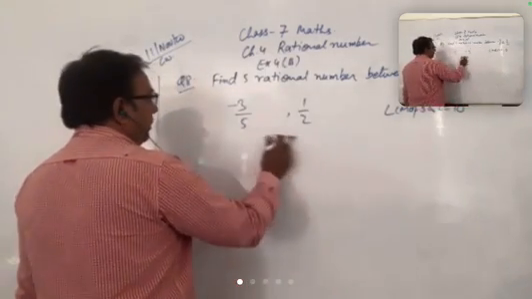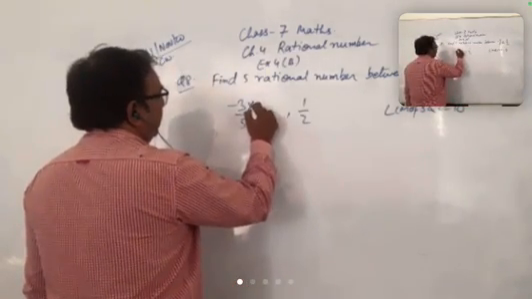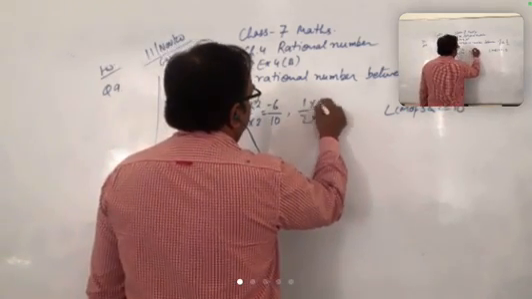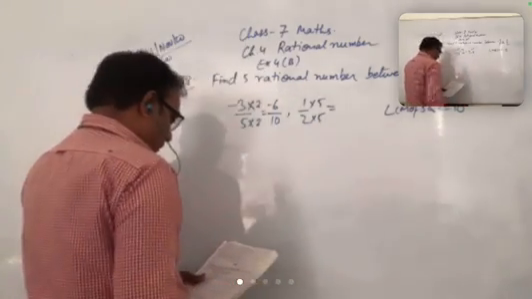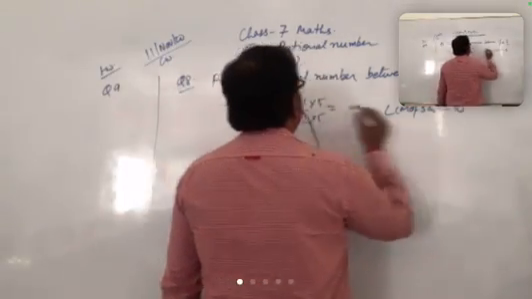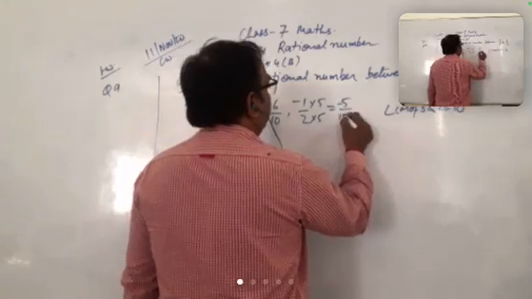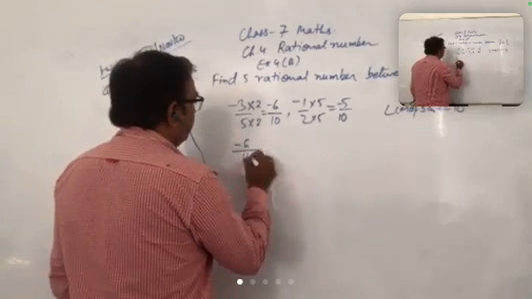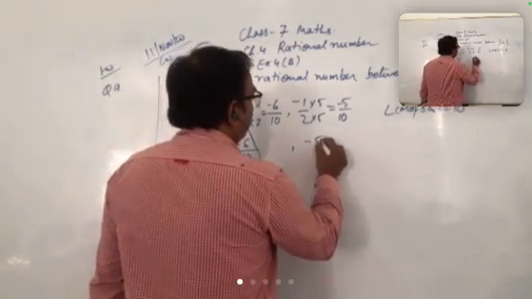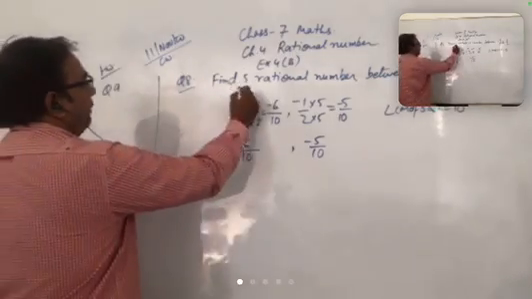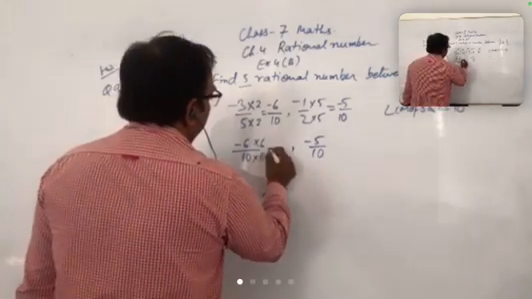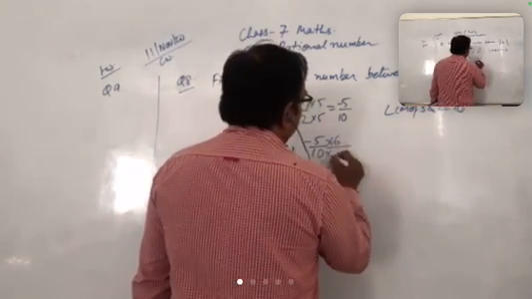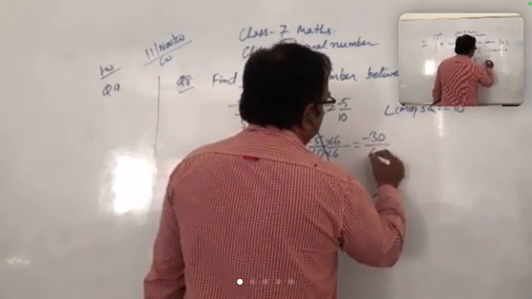So first you make your denominators the same. After that we multiply, and we get minus 6 upon 10 and minus 5 upon 10. Now your new rational numbers are these. Now you want 5 rational numbers, so you multiply with 6 only. It will become minus 36 upon 60, and 6 into 5 gives minus 30 upon 60. Clear?